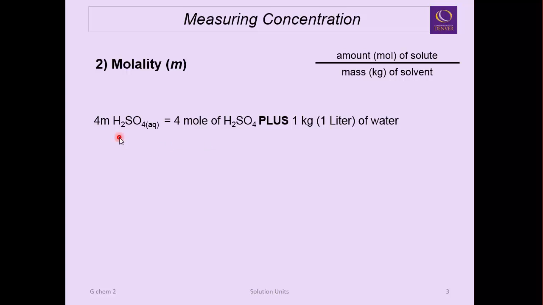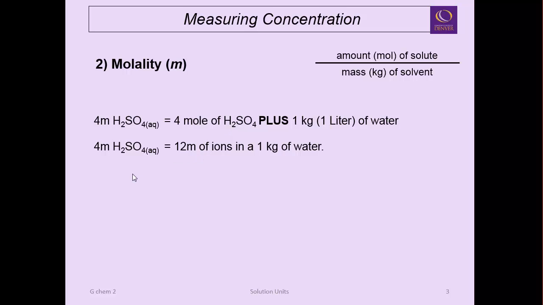So if I say I have 4 molal sulfuric acid, that means I have 4 moles of sulfuric acid plus 1 kilogram of water. So I don't actually know the final volume. It's 1 liter plus some, because the sulfuric acid contributes some volume. And the important thing here with molality, and why it's used, is that you don't need to know the final volume.